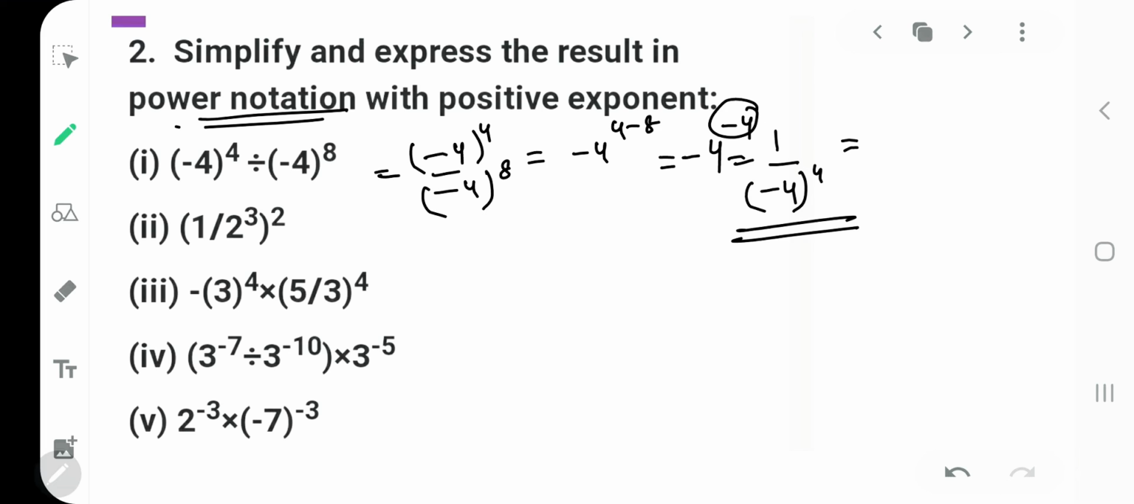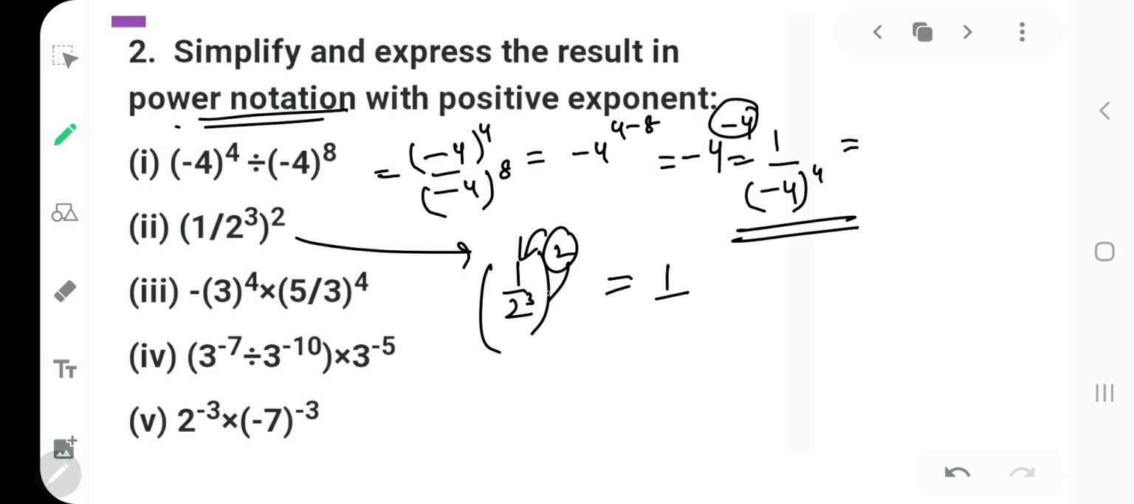Clear? Next we have 1 upon 2 raised to 3, whole squared. My dear kids, this 2 outside goes with 1 also and with the 2 raised to 3 downstairs also, this 2 will stay in multiplication. So that will be 1 upon 2 raised to 6. Clear?